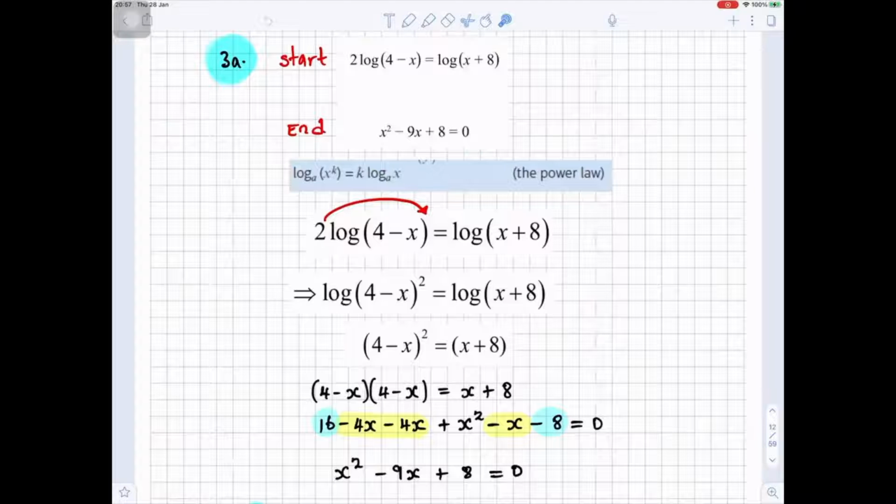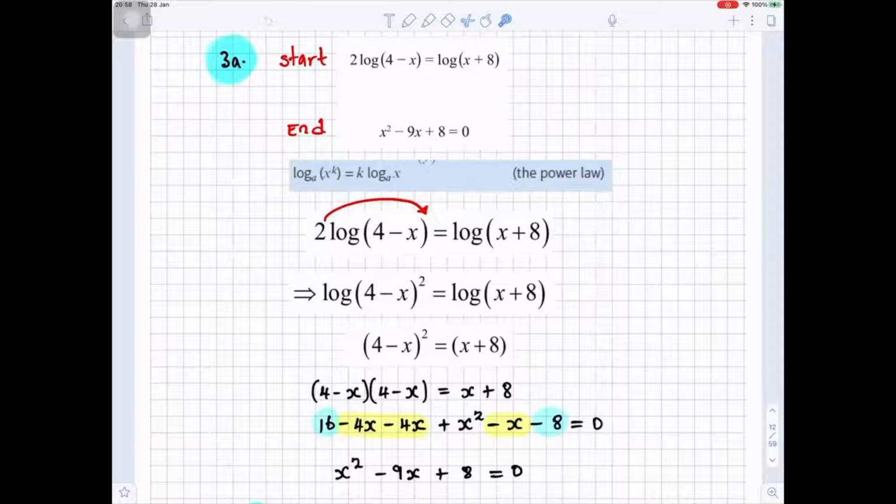4 minus x, we write it twice and multiply it out using FOIL, first, outer, inner, last. So 4 times 4, 16. 4 times minus x, minus 4x. Minus x times 4, minus 4x. Minus x times minus x, plus x squared. And we take plus x to the left, it becomes minus x. Plus 8 to the left, it becomes minus 8. All equals 0 now.